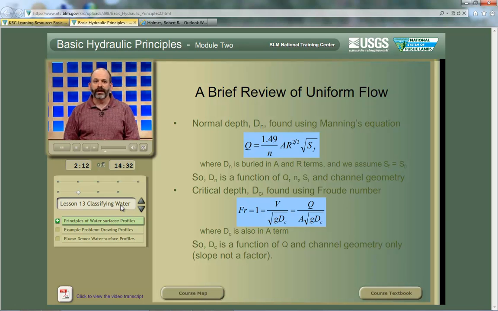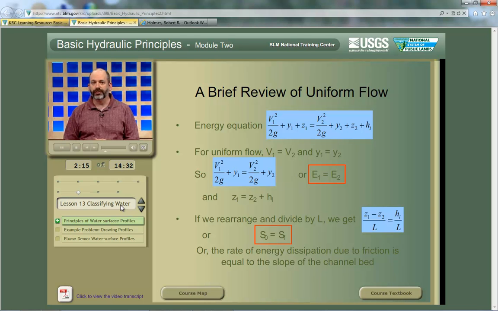The energy equation from location 1 to location 2, of course we've seen this all before: V1 squared over 2g plus Y1 plus Z1 is equal to V2 squared over 2g plus Y2 plus Z2 plus h sub L, which is the head loss or the friction losses and eddy losses between section 1 and 2. Well, for uniform flow, we know that V1 is equal to V2 and that Y1 is equal to Y2. So V1 squared over 2g plus Y1 is equal to V2 squared over 2g plus Y2. Or, in other words, the specific energy at point 1 is equal to the specific energy at point 2.